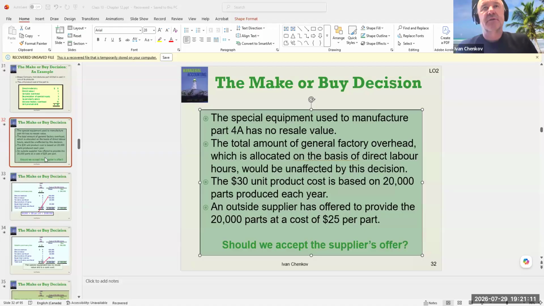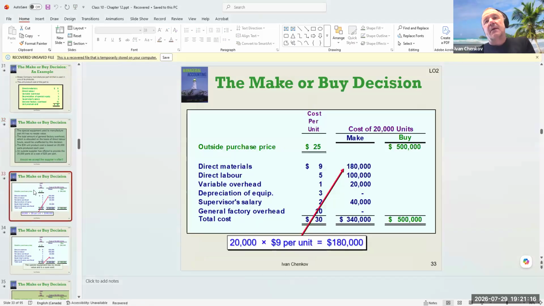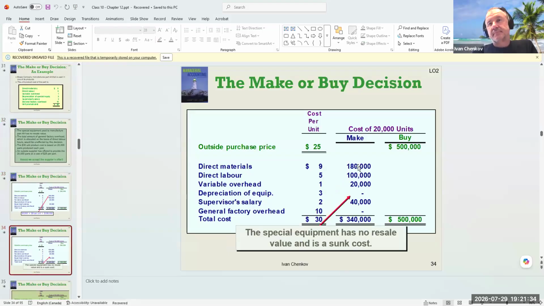So what shall we do? Shall we purchase it from outside and spend $160,000 more, or shall we make it? That's where the question is going to be. Again, if we decide to make it, it's going to cost us $340,000. If we decide to buy, it's going to cost us $500,000, or $160,000 more. Why? Because we're talking about 20,000 units on which we have $8 savings.